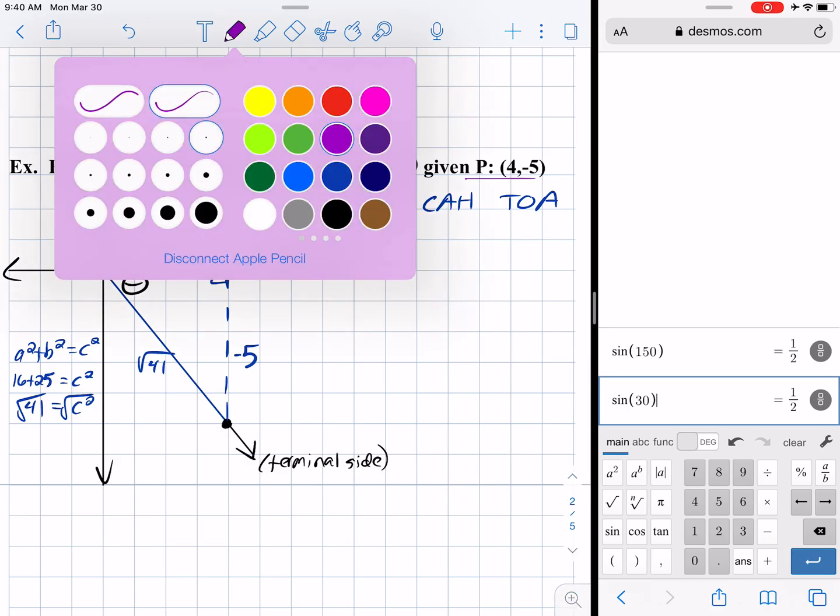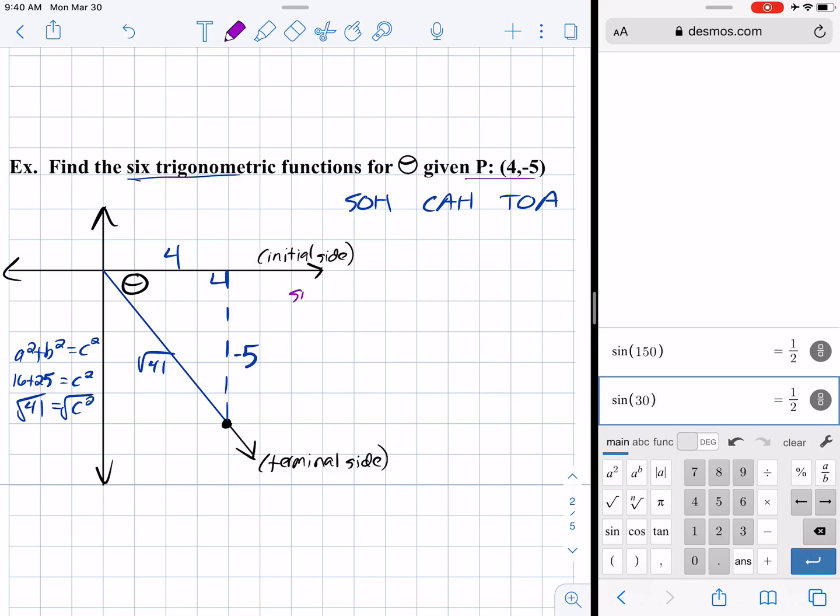All right, let's go ahead and find our 6 trig functions. Sine of theta. Remember, sine is opposite over hypotenuse. So -5 over root 41. We can never leave a radical in the denominator. When we multiply top and bottom by root 41, we get -5 root 41 over 41. Cosecant of theta is just the reciprocal. So negative root 41 over 5. And we don't need to simplify anything there.